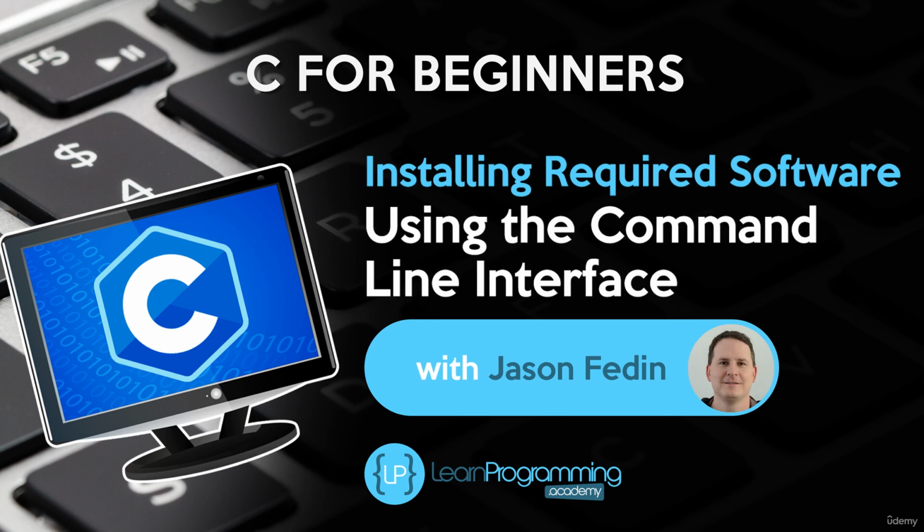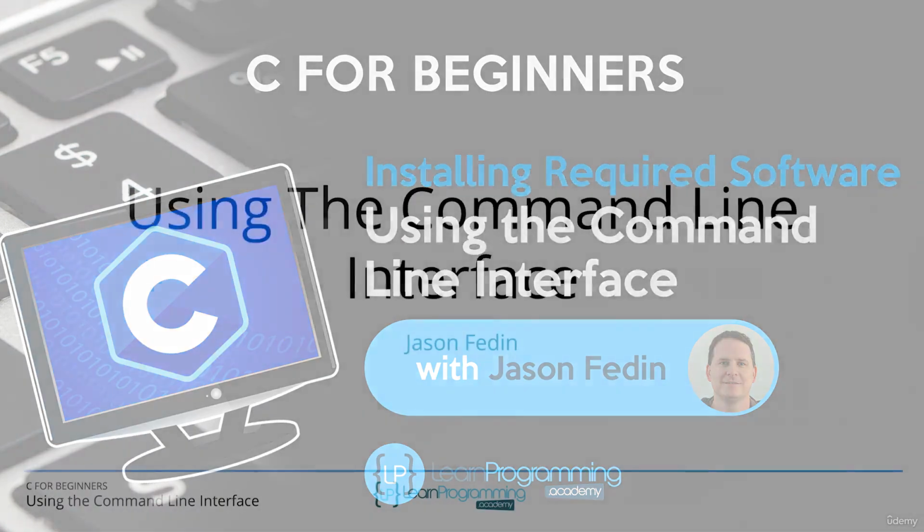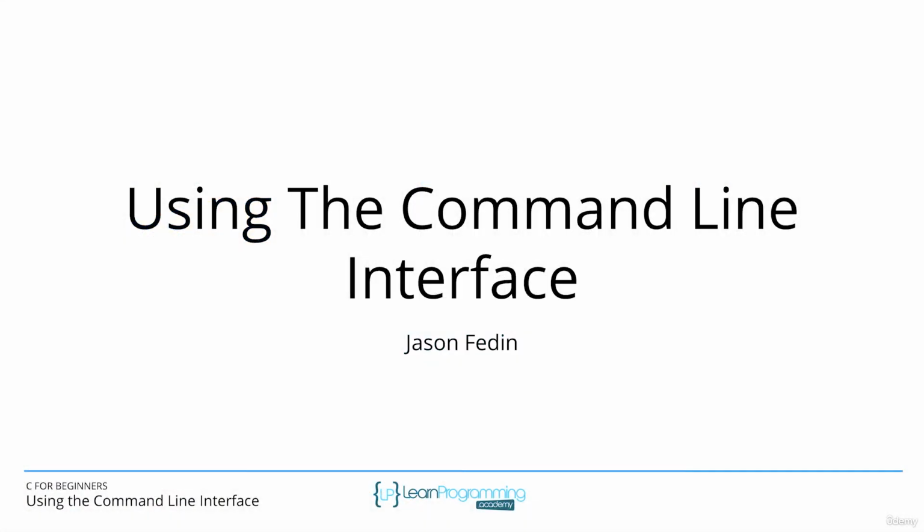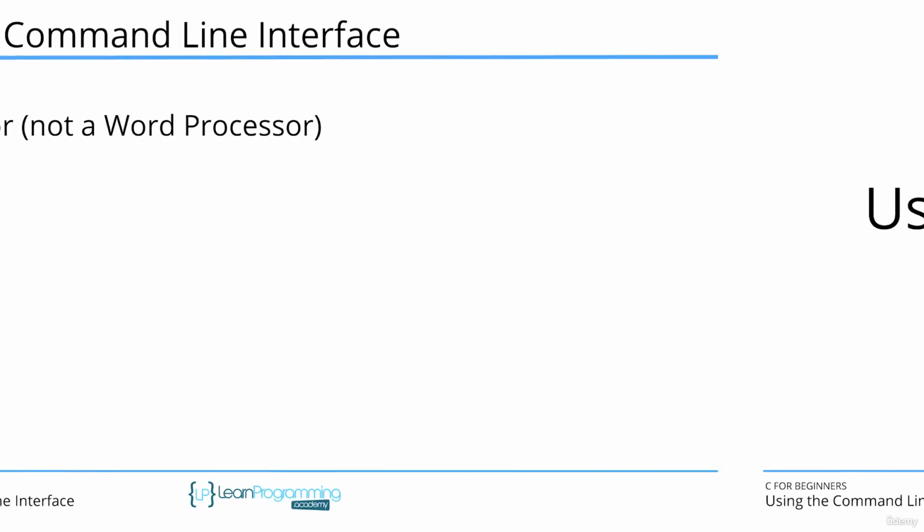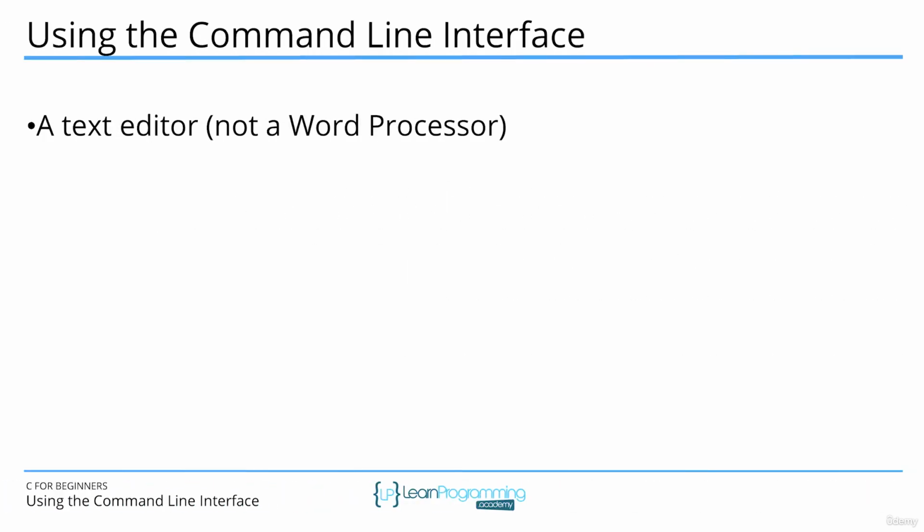Hello and welcome back. In this video, we're going to talk about using the command line interface. The command line interface is basically a way to compile and run your C programs without using an integrated development environment. Up until this point, we've gone through the CodeLight lectures and we've talked about integrated development environments, and those you have to set up and configure.